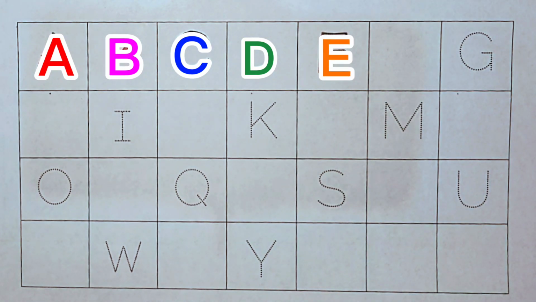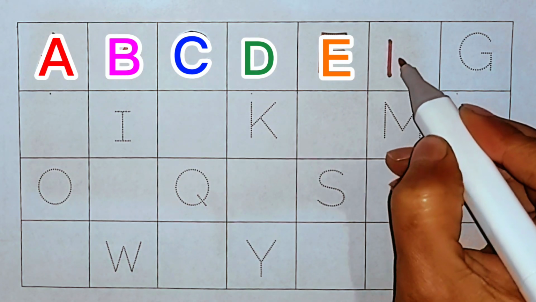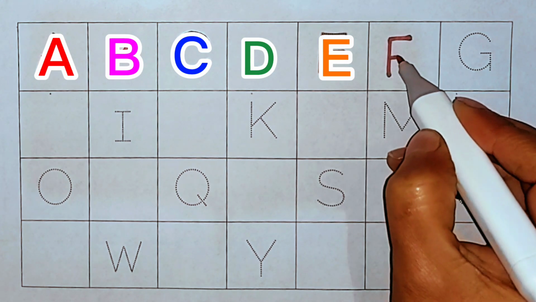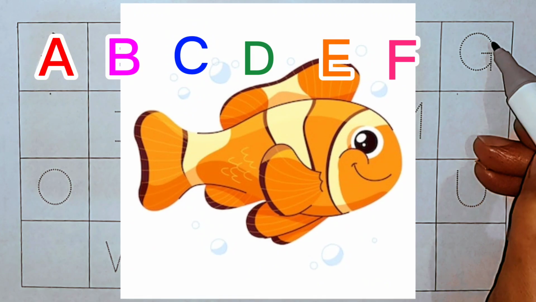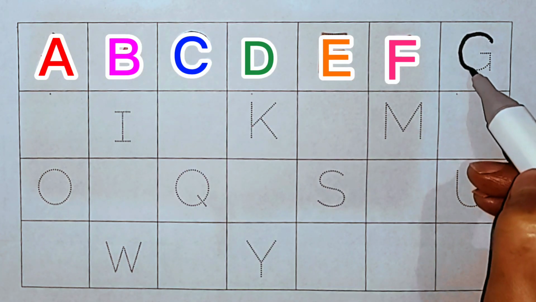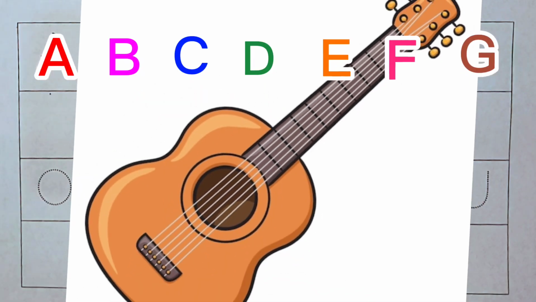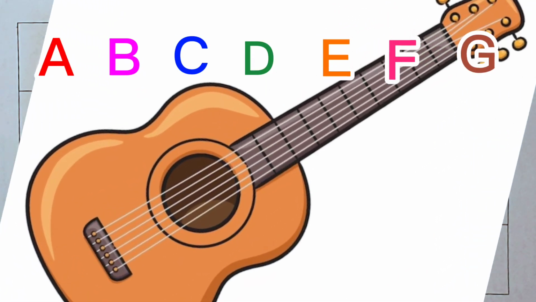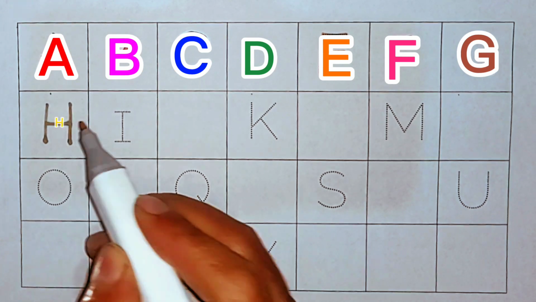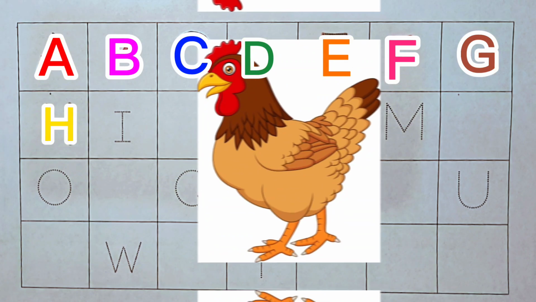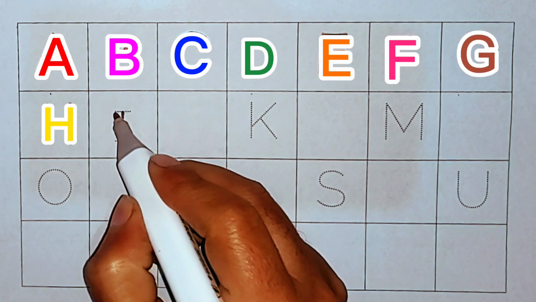E for eagle. Pink color. F for fish. Brown color. G for guitar. Yellow color. H for hen. Red color.